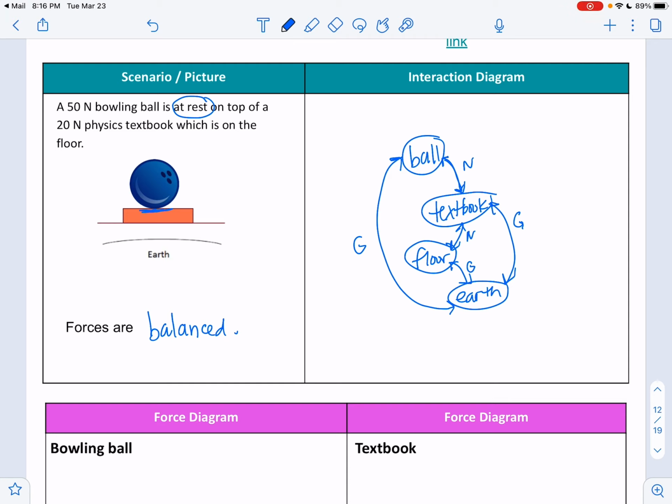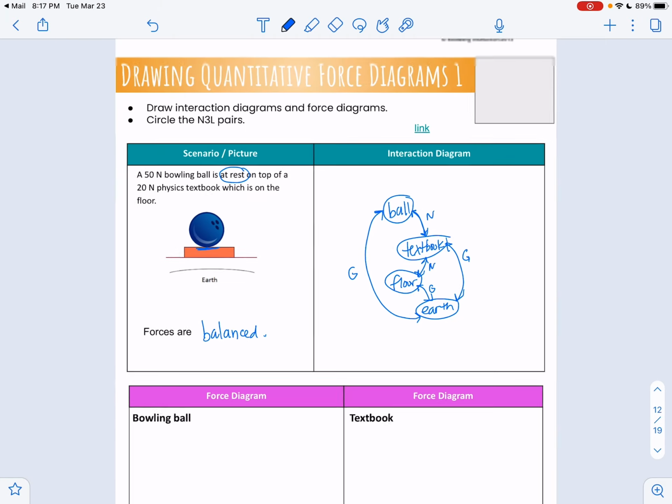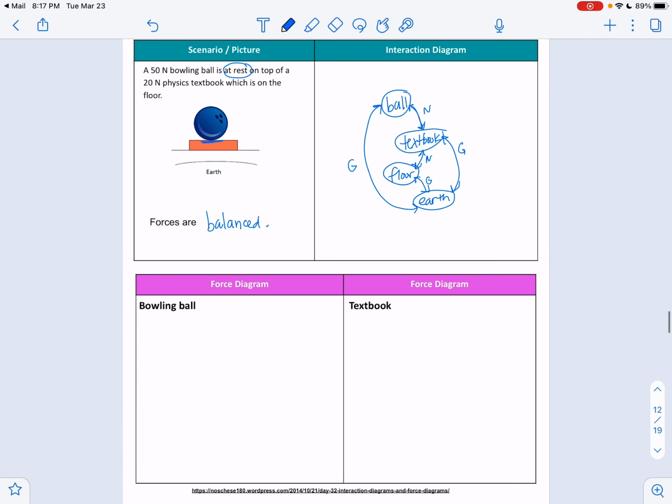I think that's it for that. So there's my interaction diagram: everybody that's touching and then everybody with the earth. Notice ball and floor don't get one because ball and floor are not touching. Now we want to do our force diagram.